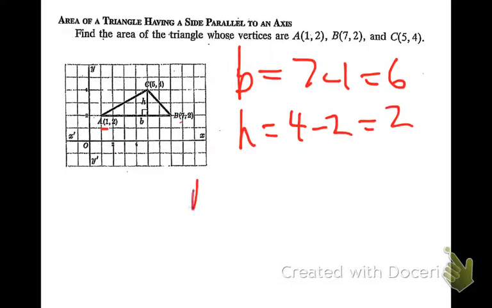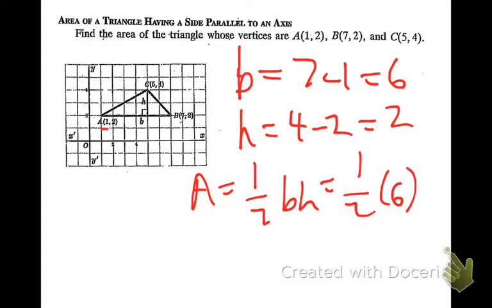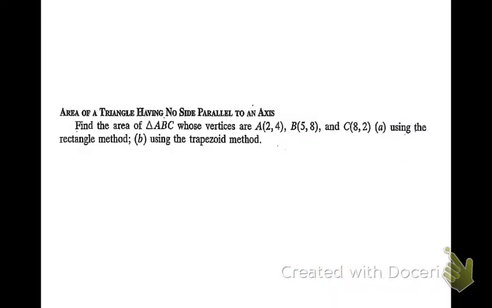So then the area equals 1/2 base times height, which equals 1/2 times 6 times 2, which equals 6. So if the base and height are parallel to the x and y axes, it's pretty straightforward. When it gets more complicated is if we have a triangle with no side parallel to an axis.